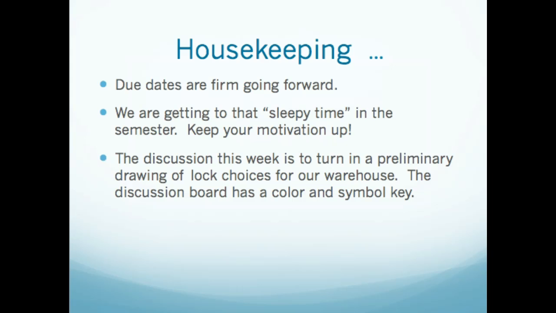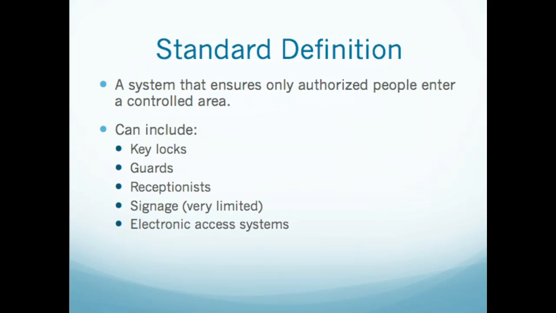Let's start talking about access control. So you'll hear people in the security industry talk about access control, and they're almost always talking about electronic access systems. But access control, if you think about the standard definition of it, it's anything. It's a system or an item or any element that ensures only authorized people enter a controlled area. So a key lock is actually access control, right? You give the key to the person who should be able to get in. They use their key to get in legally. The access has been controlled in some way.